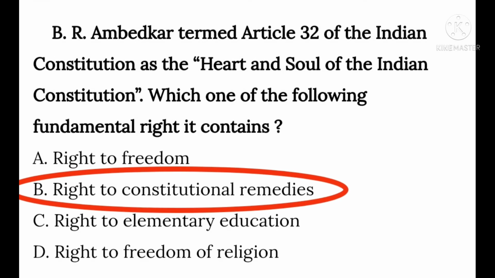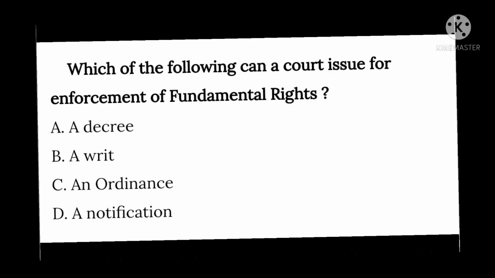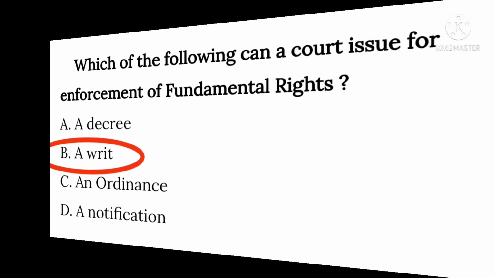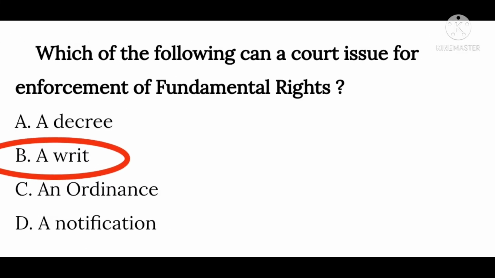Then the next question. Which one of the following can a court issue for the enforcement of fundamental rights? Option A, a decree. Option B, a writ. Option C, an ordinance. And option D, a notification. The right answer is option B, a writ.